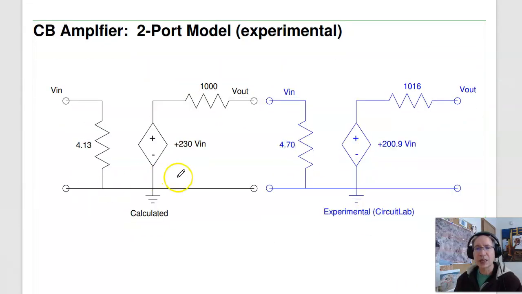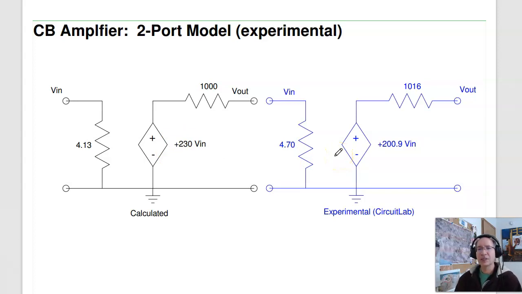So putting it all together, this is the common base amplifier that we calculated. This is the common base model that we found experimentally. The reason we're different is primarily that the beta, the transistor gain that CircuitLab uses, is about 150. We're assuming 200. Beta is somewhere between 100 and 300 for a 3904 transistor, so either one is valid. If you built it, you're going to get a third answer, because again, it'll be somewhere between 100 and 300 for the gain. So likewise, you're going to get three answers: the one we calculate, the one you find experimentally, and the one from CircuitLab.